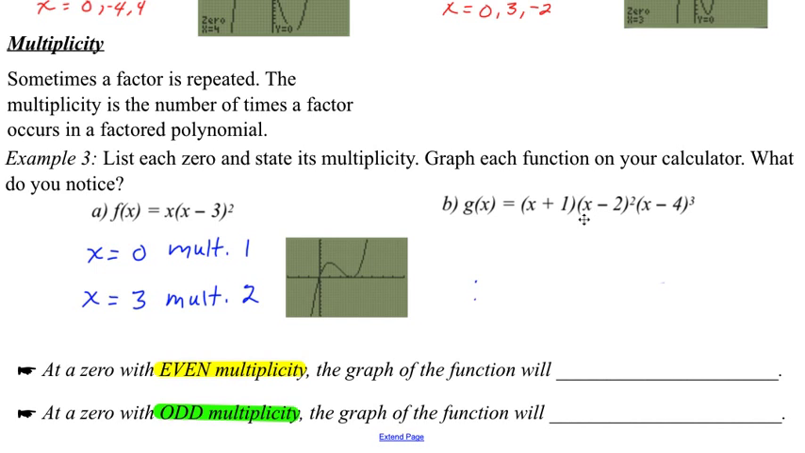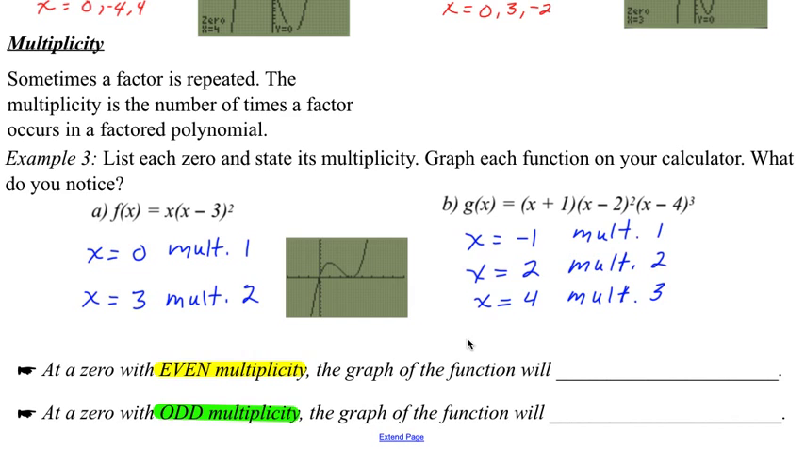Over here on the right, for example B, x equals negative 1 has multiplicity 1. x equals 2 has multiplicity 2, and x equals 4 has multiplicity 3, and here is its graph.